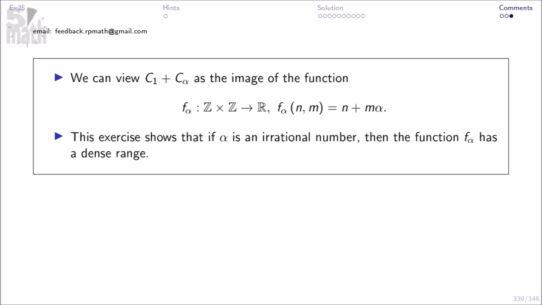We can view C_1 plus C_alpha as the image of the function here. This exercise shows that if alpha is an irrational number, then the function f_alpha has a dense range.